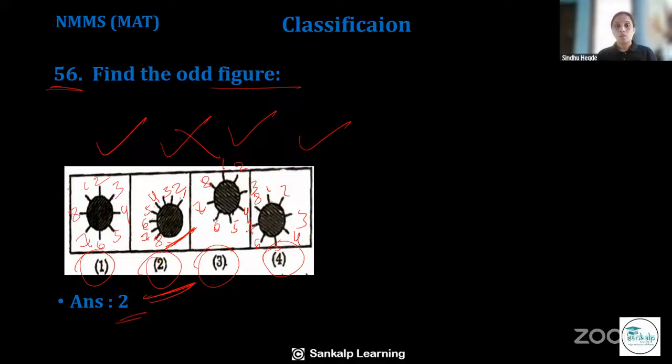Remaining figures 1, 3 and 4 all have short 8 lines arranged completely surrounding the circle, but here half the portion is empty. The other half contains 8 lines. So answer 2 is correct.